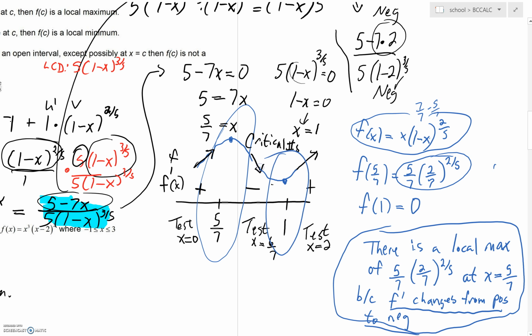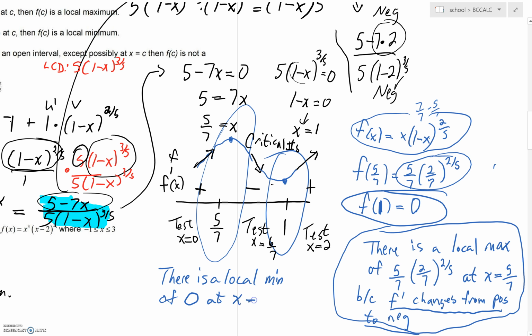One last thing we're going to do to wrap up the problem, look at what was happening right here at 1. You could see the picture shows you've got a local minimum. So I'm going to say there is a local min. What was the y value? Well, when you plugged 1 into f, you got 0. So a local min of 0 at x equals 1. Always name the y value and then say at that particular x value and then give a reason.